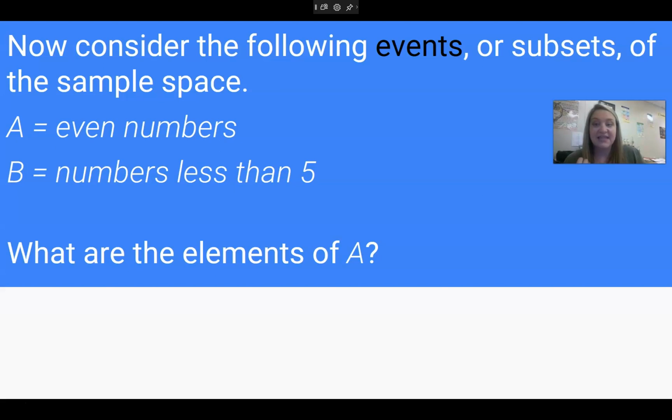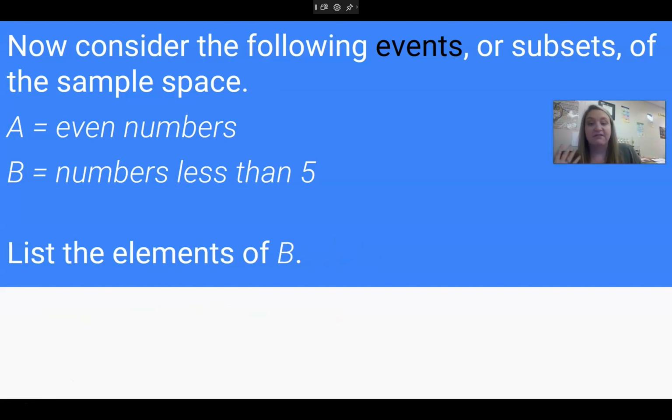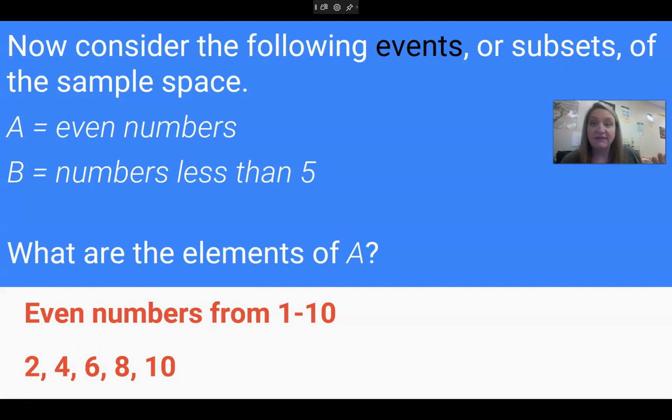So if my event A is even numbers, then how many elements of A are there? Well, if my whole sample space was numbers 1 through 10, which of those are even numbers? 2, 4, 6, 8, and 10, right? So how many elements are there? There are going to be 5. Oops, sorry. It's going to be just the even numbers, so there are 5 elements, and the elements are 2, 4, 6, 8, 10. Okay? So what are the elements of event A? Well, that's going to be the even numbers.